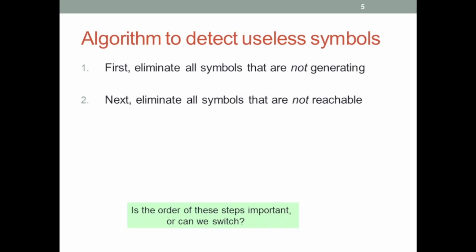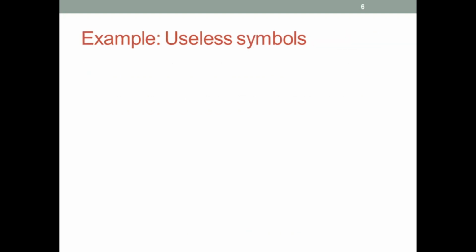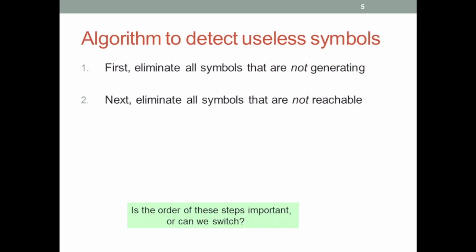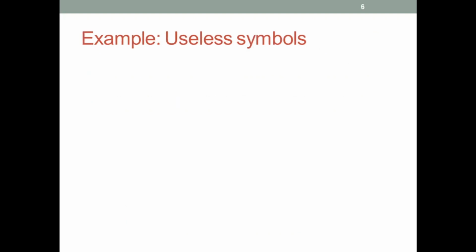There is one algorithm that contains some steps. The first step is to eliminate all symbols that are not generating, and next eliminate all symbols that are not reachable. Now, is the order of these steps important, or can we switch? This order is very important.